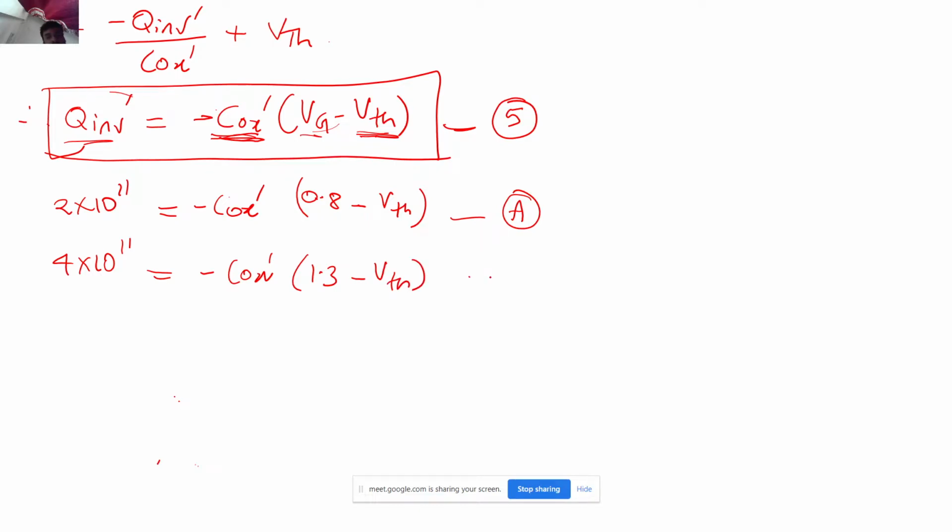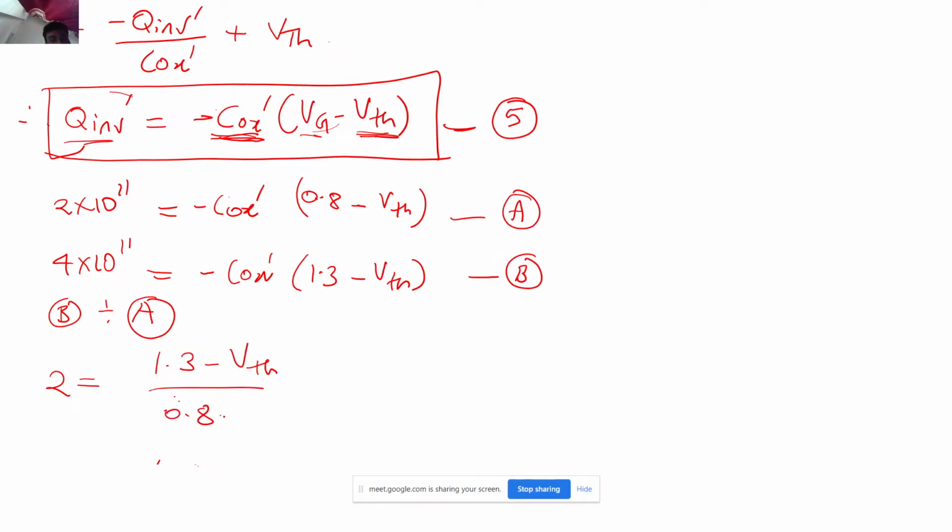Now a very easy way to solve this is to divide equation number A and B, so B divided by A, correct? On the left hand side I will be left with 2, and here I will be left with 1.3 minus Vth upon 0.8 minus Vth, correct? So now I know the value of Vth. The Vth that you will be getting is 0.3 volts, correct?